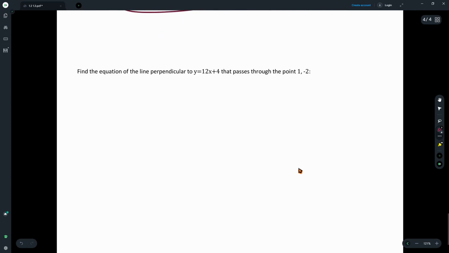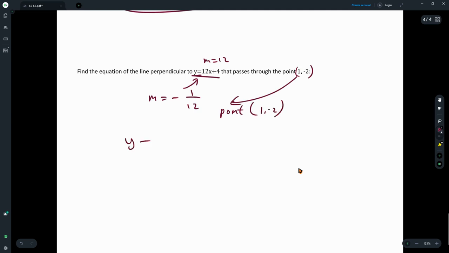They want one that is perpendicular to this and goes through this point. Perpendicular to this means this. So this one, m is 12, right? So the m that we want, perpendicular to that, would be negative 1 over 12. And then it has that point. Okay, so y minus the y value is equal to negative 1 over 12 times x minus the x value. There you go.